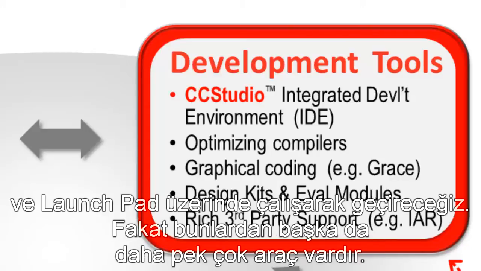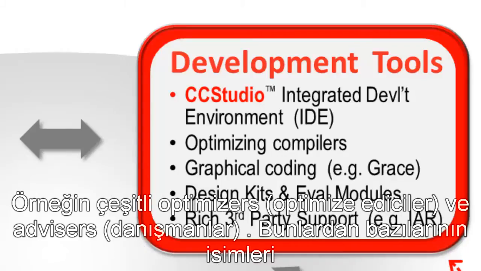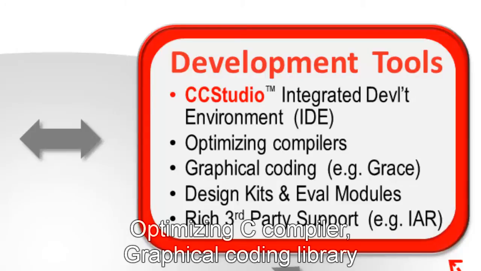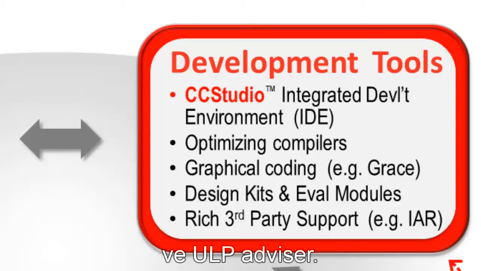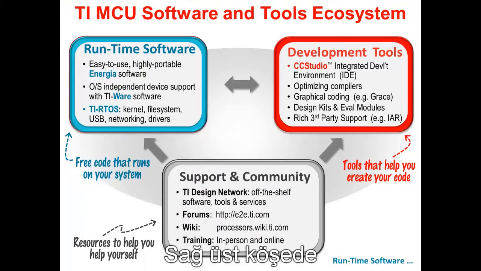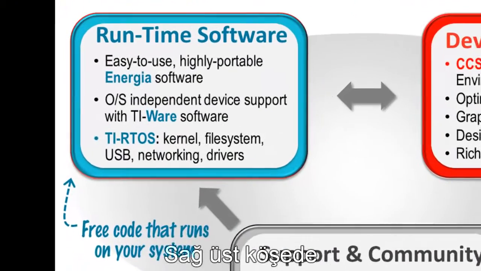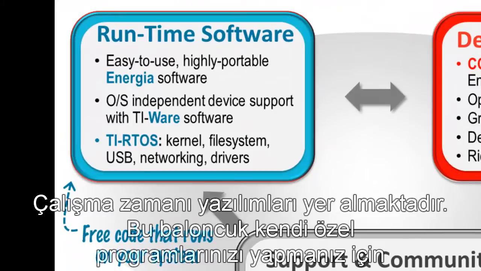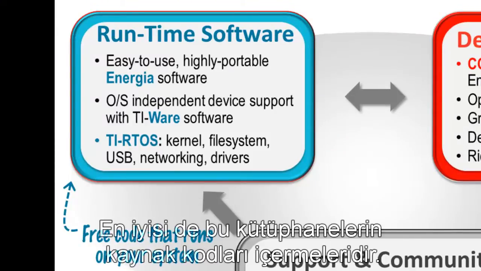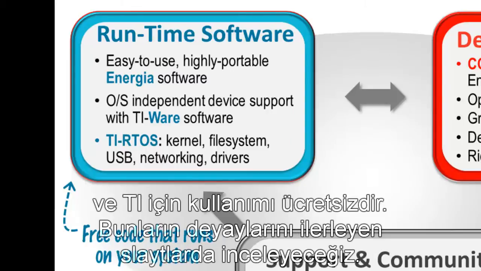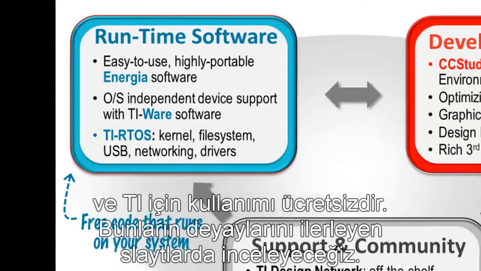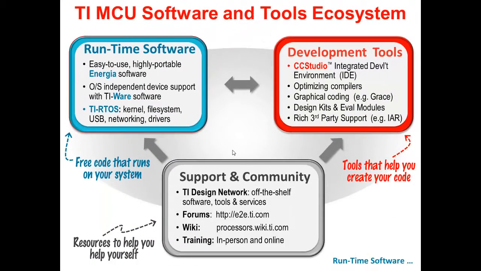But there are a great many more tools, such as the various optimizers and advisors. To name just a few: the Optimizing C compiler, the Grace driver library GUI, and the ULP advisor, that is, ultra low power advisor. In the upper left hand corner, we have runtime software. This bubble includes code that you can use to build your own programs. Best of all, these libraries ship with their source code, and free of charge for TI CPUs. We'll examine more about these on the next slide.